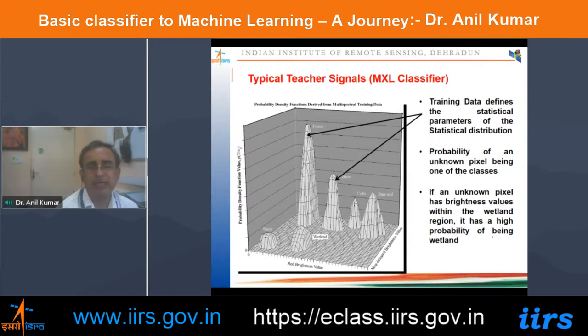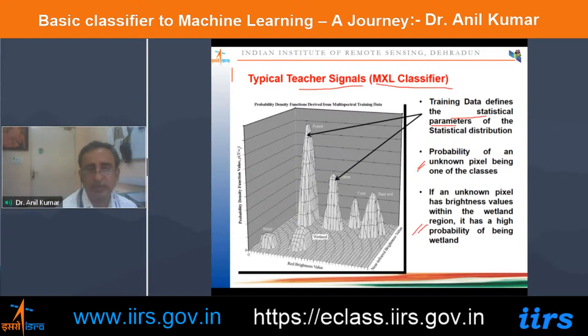Very basic algorithm you can see for supervised. A typical teacher signal approach is MXL, or maximum likelihood classifier, which has the training data define the statistical parameters of the statistical distribution, the probability of an unknown pixel being one of the classes, and if an unknown pixel has a brightness value within the weighted region, it has a high probability of being wetland.